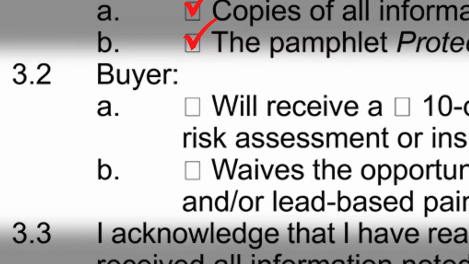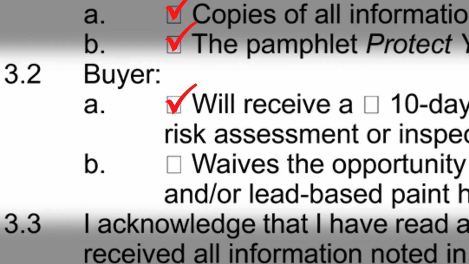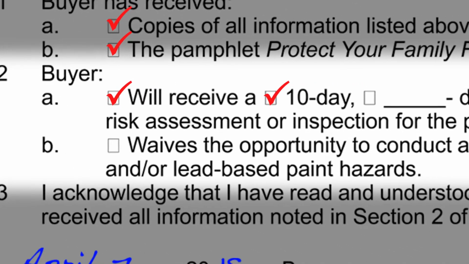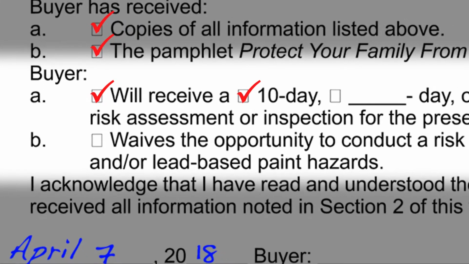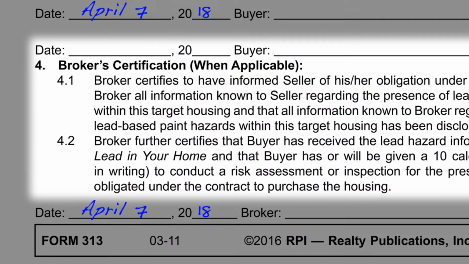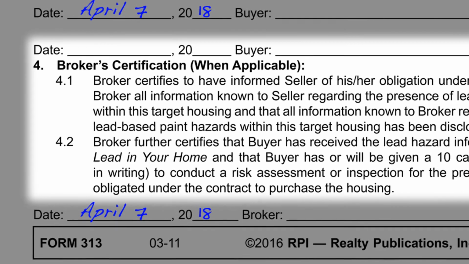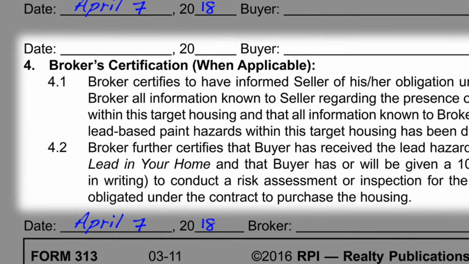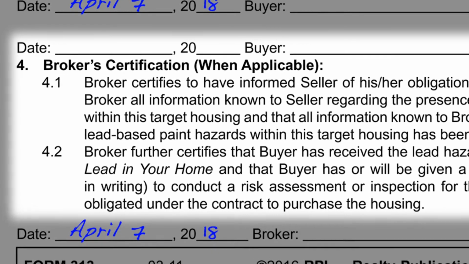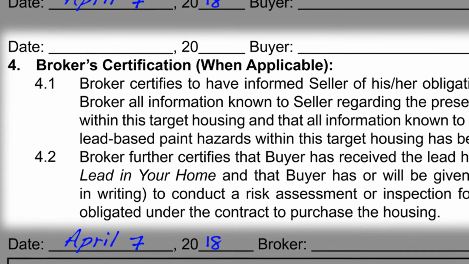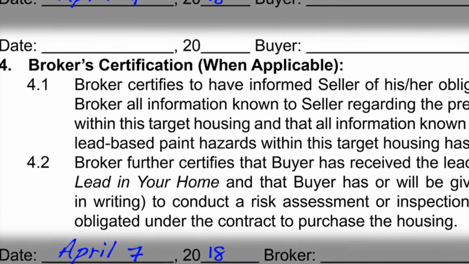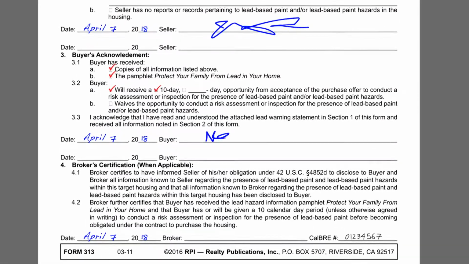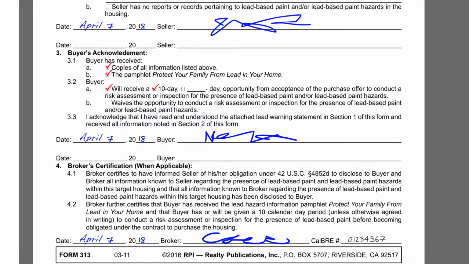The buyer's statement acknowledging the buyer has received a 10-day opportunity to inspect the property or has agreed to reduce or waive the inspection period. The seller's agent's statement noting the seller has been informed of the owner's disclosure requirements and the agent is aware of their duty to ensure the seller complies with the requirements. And the signature of the seller, buyer, and the seller's agent.